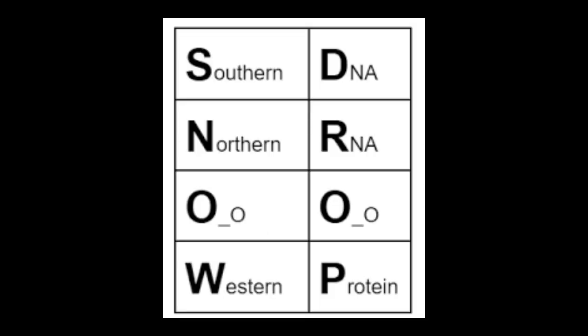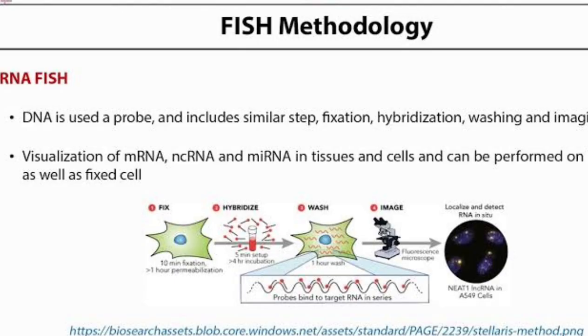Then some other techniques which are used in molecular genetics, that is the Southern blot technique, Northern blot technique and then Western blot technique. So we have learned this by a mnemonic, SNOW DROP. So Southern blot is used to detect DNA, Northern blot is used to detect RNA, and Western blot is used to detect proteins. Then there is another methodology which is called FISH.